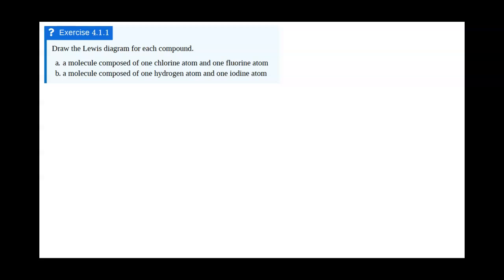So this is an exercise from the book. It says, draw the Lewis diagram for each compound: a molecule composed of one chlorine atom and one fluorine atom. So what we're going to do is draw the Lewis symbol for chlorine. And because chlorine is in group 7A of the periodic table, we know that it has 7 dots around it. Similarly, fluorine is also in group 7A of the periodic table, so its Lewis symbol has 7 dots around it.